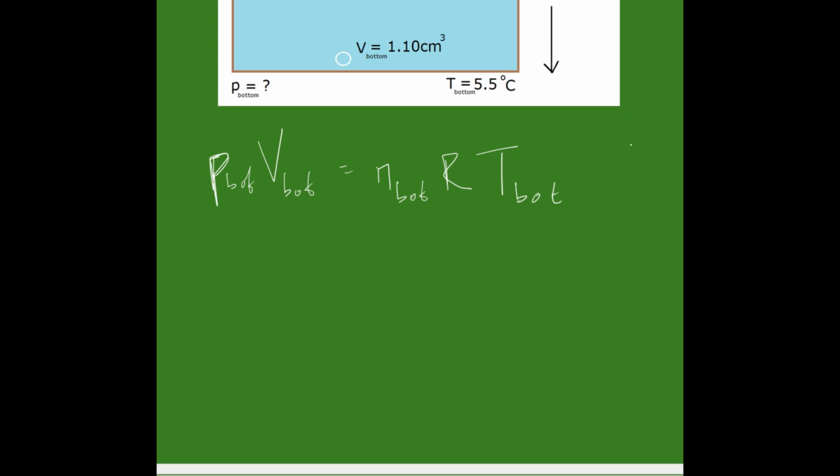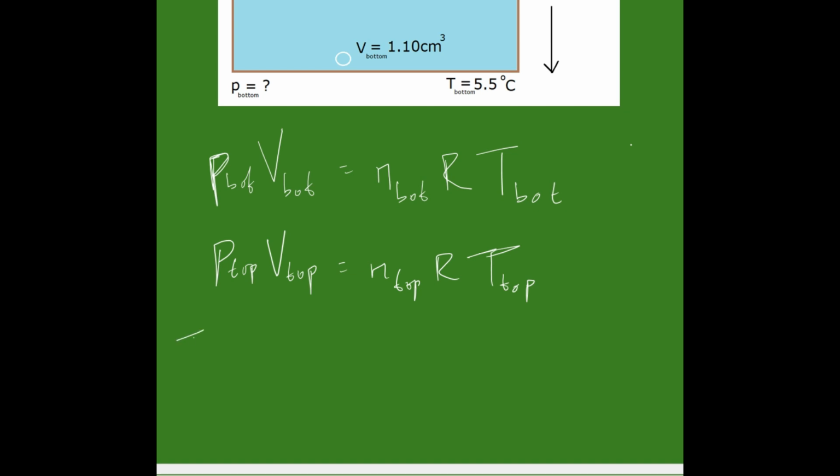And we can have this exact same equation for the top. So we're going to write exactly the same thing, but now it's just top. And then the velocity, the volume at the top. And then the number of moles at the top, gas constant, and the temperature at the top. So before we even go any further, let's convert the temperature to Kelvin.